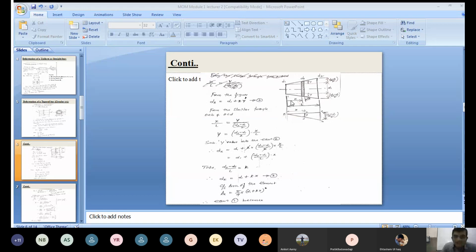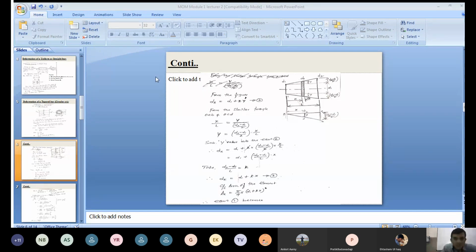Now apply the similar triangle concept, x by L is equal to y by (d2 minus d1) divided by 2. In this equation, y is the unknown, which is our aim to determine. From this, y is equal to (d2 minus d1) divided by 2, into x by L. Then substitute this y value into equation 2.